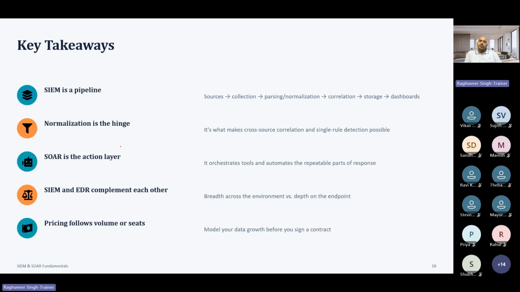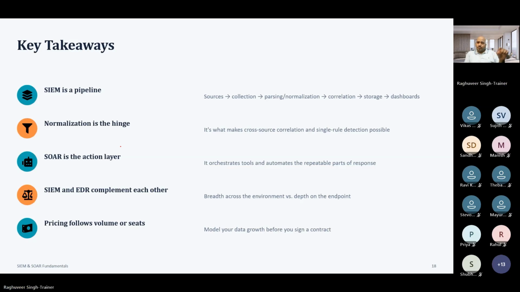If you never had experience of SIEM and SOAR in the past, if you have not worked with any SIEM and SOAR solution in the past, by the end of this session, you will have understood the building blocks of a SIEM and SOAR solution: the architectural components, what this solution actually does, why this solution is important, what value proposition the solution brings to the table, and what the different vendors of SIEM and SOAR solutions are.